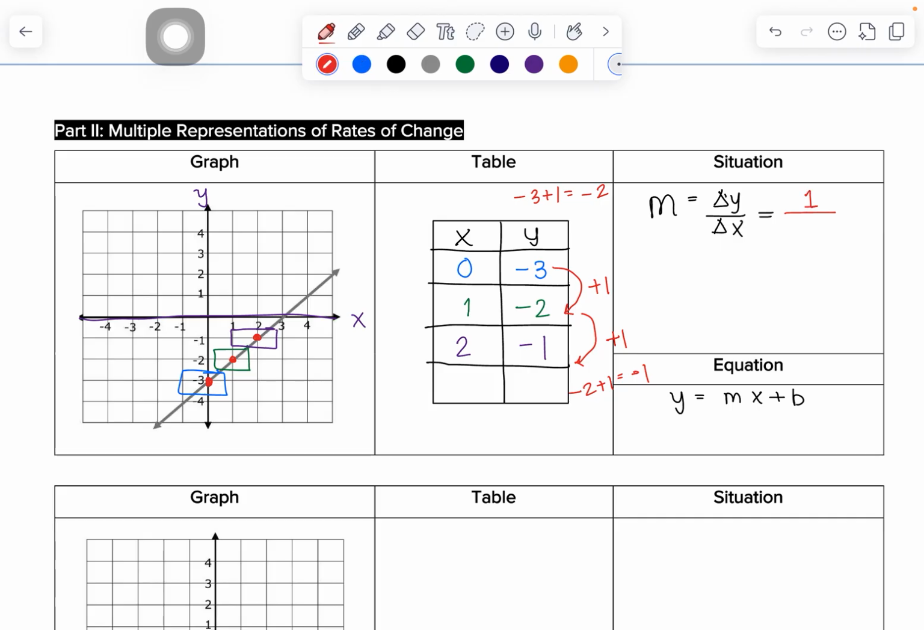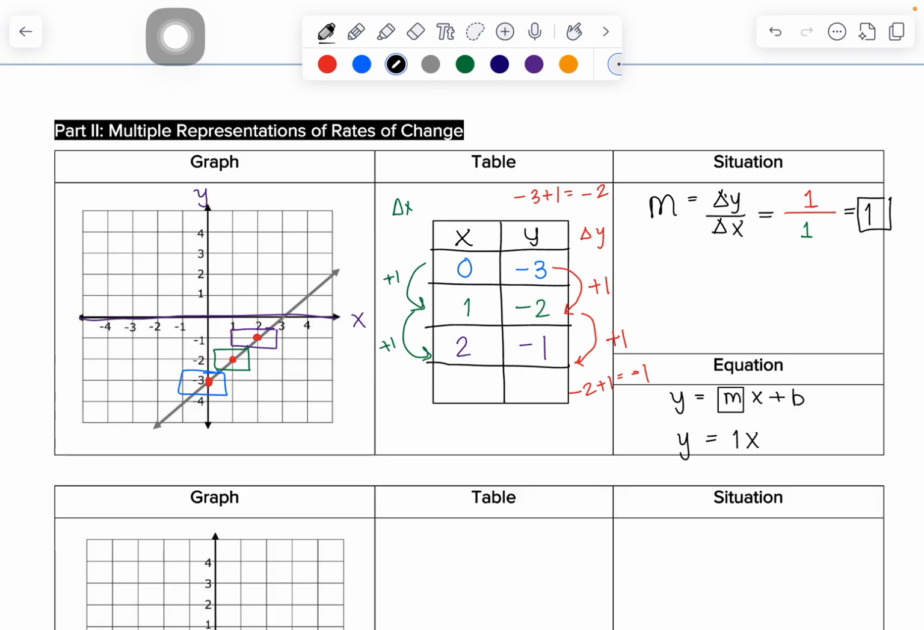Now the change in x, I'm going to do it in green. How do we go from 0 to 1? Plus 1. And from 1 to 2? Plus 1. So the change in x is 1. And 1 divided by 1 is 1. That means I'm going to replace my m value in my equation with 1x.